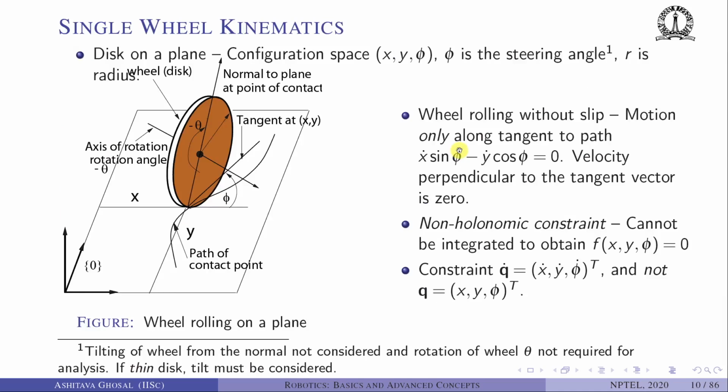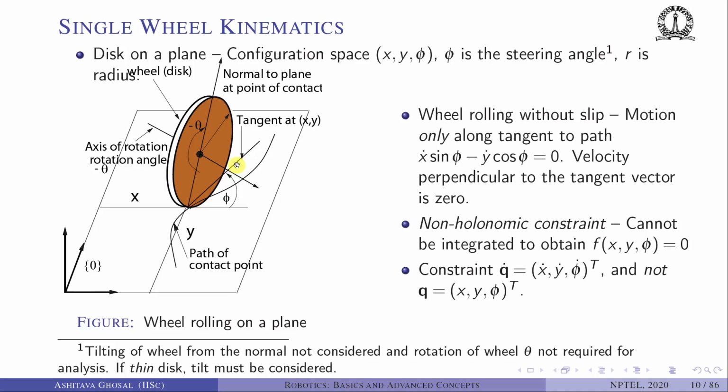So let's look at single wheel kinematics. A single wheel can be modeled as a disk on a plane. This is the XY plane in some reference coordinate system 0. The axis of rotation of the wheel is this way and the rotation angle is theta. Let's assume that there is a contact point on this wheel which is at some x, y, and this wheel is tracing this path on the plane. There is also a tangent at the point of contact which is shown here.